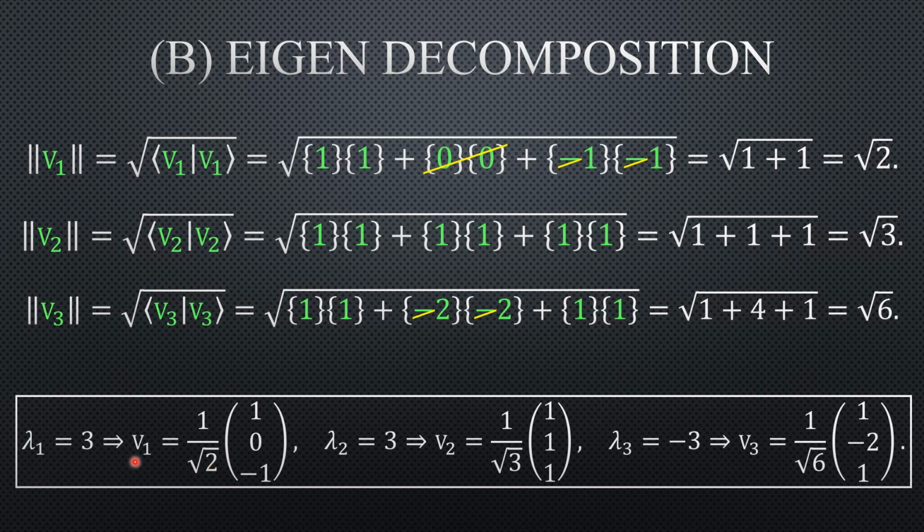That being said, our summary table is down here. For lambda 1, 3, we get V1 normalized with root 2, 1, 0, negative 1. Then for our second eigenvalue of 3, we get a normalization of 1/3, 1, 1, 1. And then our last lonely one that seems to be forgotten is the negative 3, which gives our own distinct eigenvector. Now we have to get into the fun part of this question.